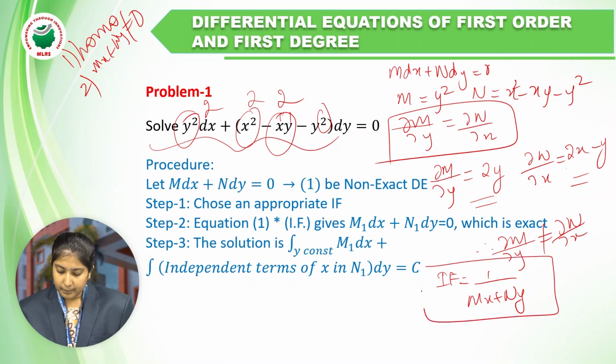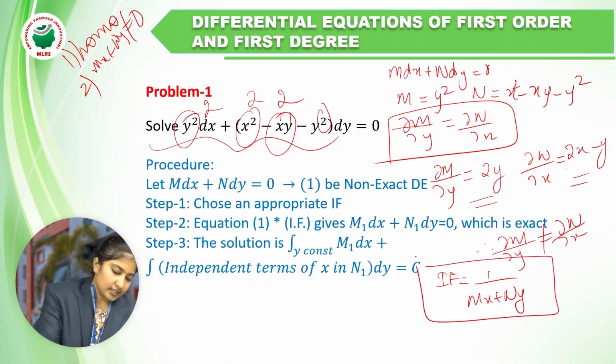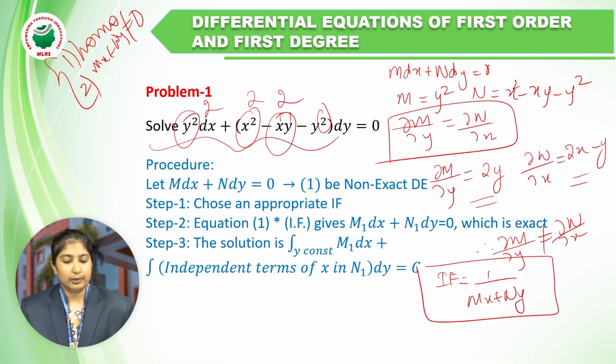Now why 1 by mx plus ny? These two conditions are being satisfied. That is why I am able to use the integrating factor. The first condition is what? Homogeneous. The equation is homogeneous. And what is the second condition? mx plus ny is also not equal to 0. If you add m into x plus n into y, you are not getting 0. So this condition is also bypassed, which means we can use the integrating factor 1 by mx plus ny happily, right?